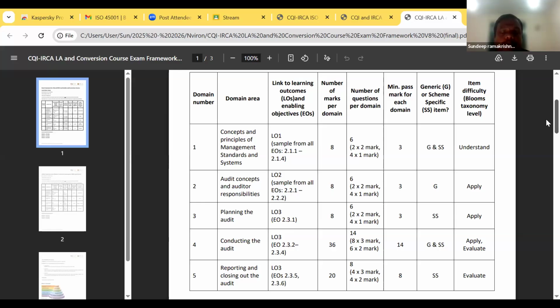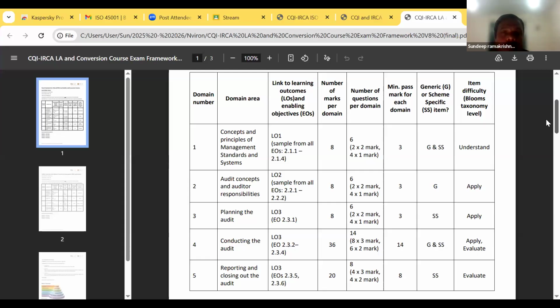Sir, will we be able to switch between the sections, the domain areas? Yeah, you can scroll up and down from top to bottom. But if you keep on scrolling and wasting your time, it will be disadvantageous to you in the end. So keep answering the questions. The timing is actually just right.